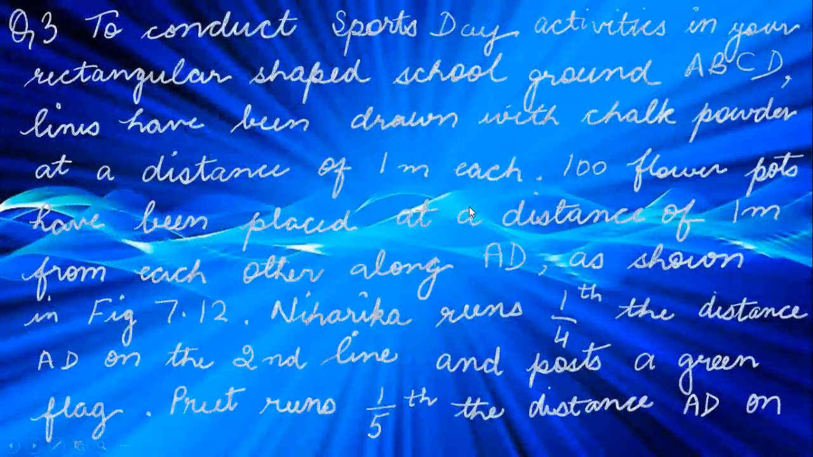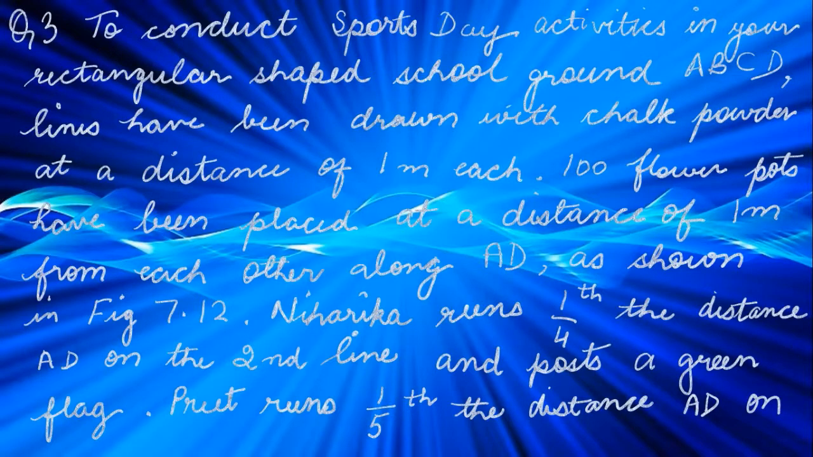Let's continue. Question number 3 is to conduct sports day activities in your rectangular shaped school ground ABCD. What they have given is a rectangular school ground, ABCD, and sports day has to be conducted over there. Lines have been drawn with chalk powder at a distance of 1 meter each. Now they have formed lanes, so when the child is running, some lanes of 1 meter each are formed with chalk powder.